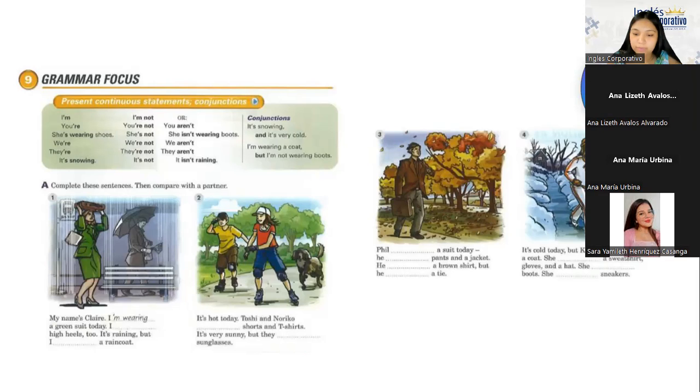¿Tenemos que mandarlas al grupo de WhatsApp o solo las escribimos? Yes, mándelas al grupo de WhatsApp, okay? ¿Con and y con but o solo con and? Con and and but, una y una.